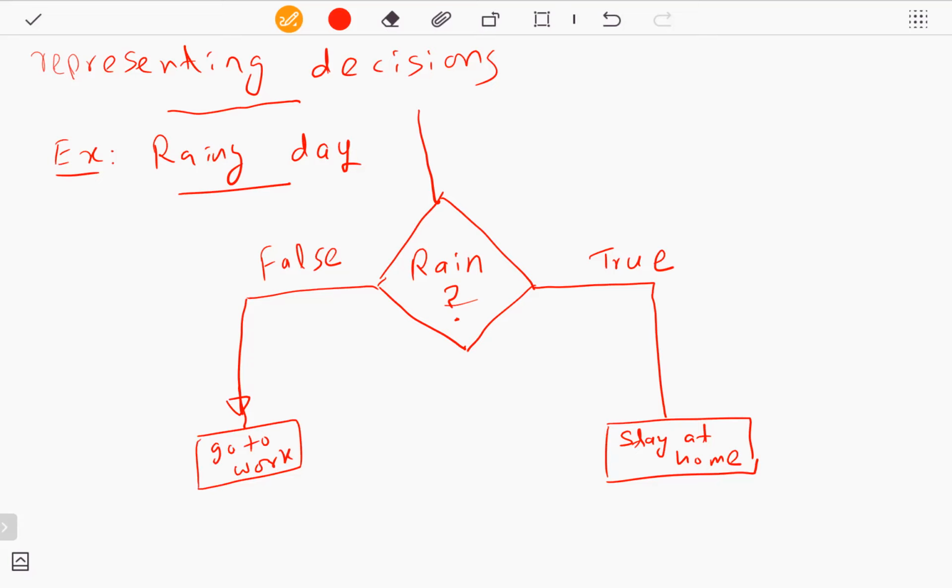Right. Write down the topic, representing decisions. Write down the topic there. Then draw this diagram.